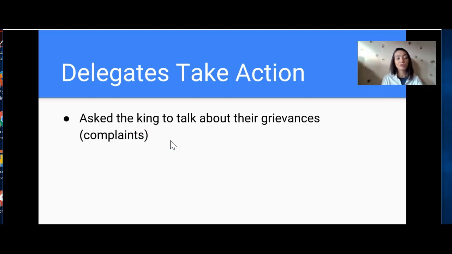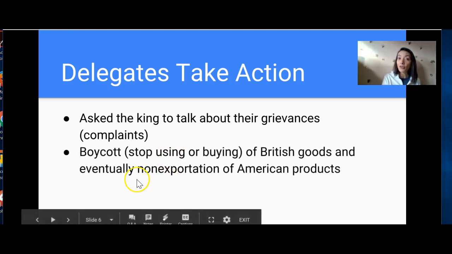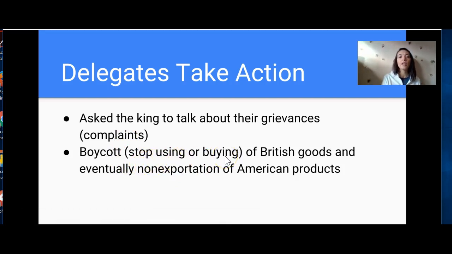And if we think back to the Intolerable Acts, then you know that the colonists have many grievances to bring up with King George III. Okay, another new word, guys, boycott. And in parentheses, I put what that means. When you boycott something, you stop using it or you stop buying it. So what the colonists decided to do was to boycott British goods. So they stopped buying, say, spoons from Great Britain, or they would stop buying tea from Great Britain.